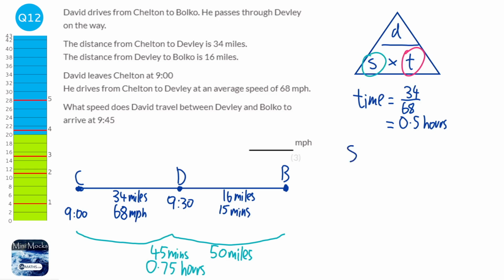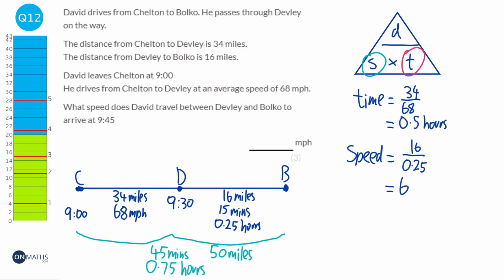Okay, so it would be speed equals the distance, which is 16 miles, over time, which is 15 minutes, but we need that in hours, so that would be 0.25 hours. And so what we can do here is times top and bottom by 4 to get rid of the fraction. So it becomes 64 over 1, or just 64 miles per hour. So our answer is 64 miles per hour.